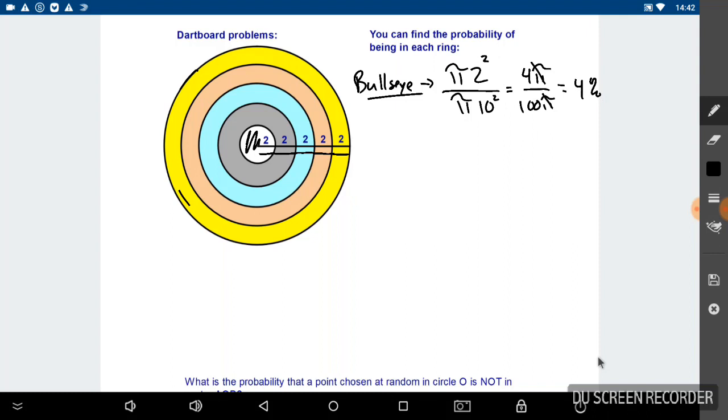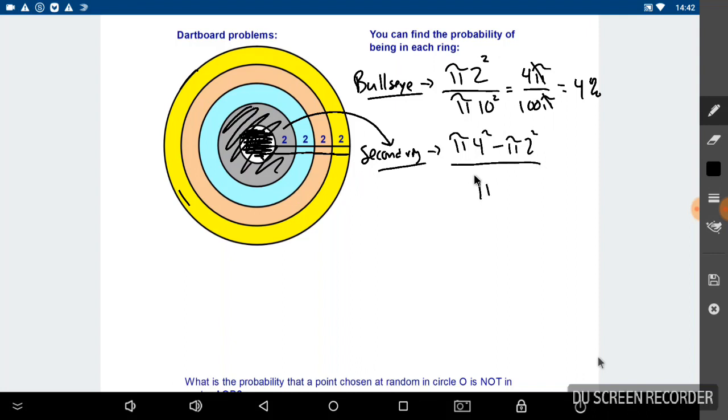How about the second ring? Well, now you come out pi 4 squared, and that's this ring. But now look what you have to do. Pi 4 squared takes you all the way out to here, but then you have to subtract out the inner circle so that you're just left in that ring. So then that's minus the inner bullseye. So that's minus pi 2 squared. And the total is still pi 10 squared, the whole thing. So now you've got 16 pi minus 4 pi. So that's 12 pi's over 100 pi's. Pi's cross out, 12%. So the bullseye was 4%. The second ring was 12%.